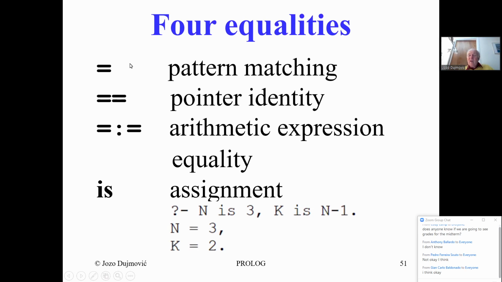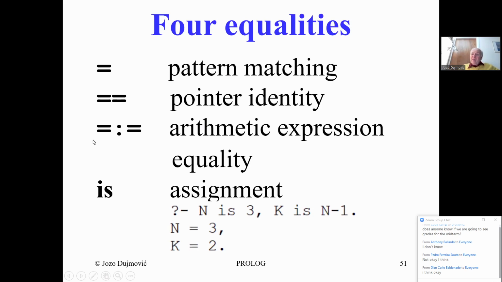The second equality is pointer identity, written with 2 equality signs. So you have an object in memory and 2 variables that point to the same object. And you check whether their pointers are the same. So pointer identity is based on the same address in the symbol table. So in addition to pattern matching, we have pointer identity.